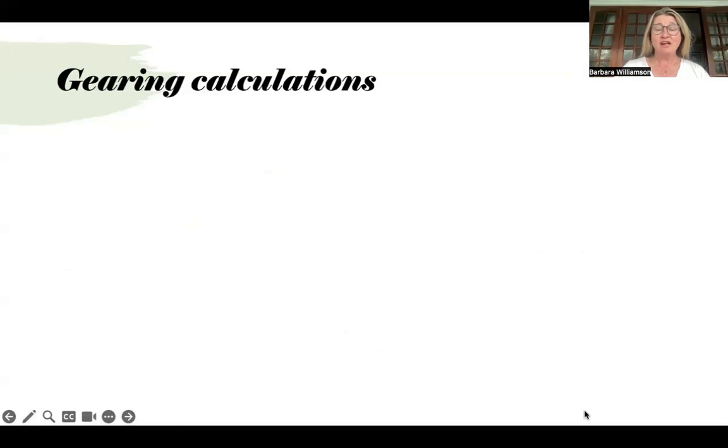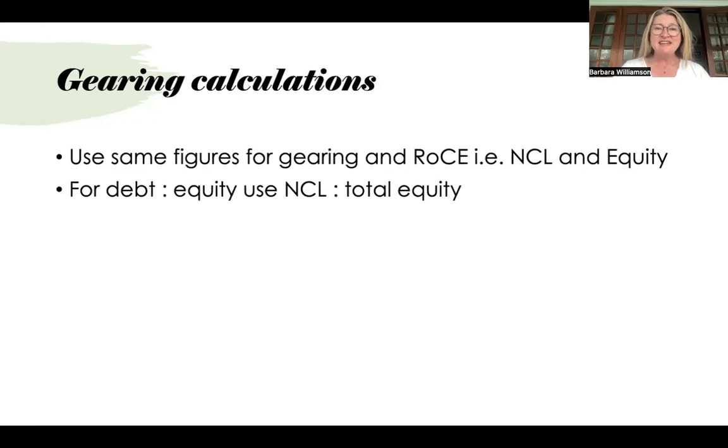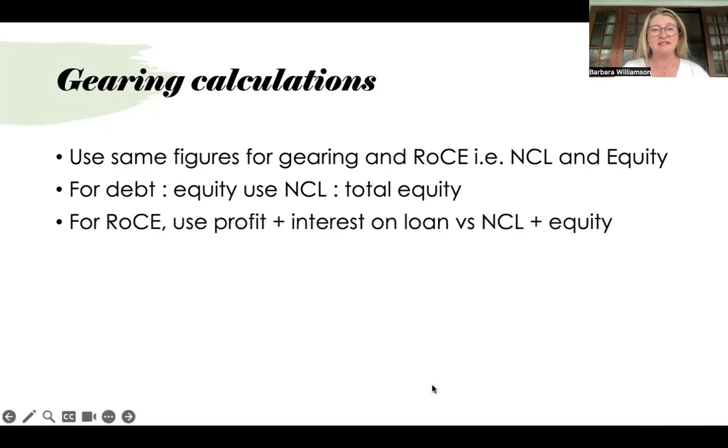When completing your gearing calculations, notice that the same figures are used when calculating your gearing or debt equity and your return on capital employed. In other words, your non-current liabilities and your equity. It's the same figures that go in both of them. For debt equity, it's obviously going to be your non-current liabilities compared to your total equity. I quite like this ratio because debt to equity tells you what you need. There's very little that you actually need to remember there. So debt is your non-current liabilities.